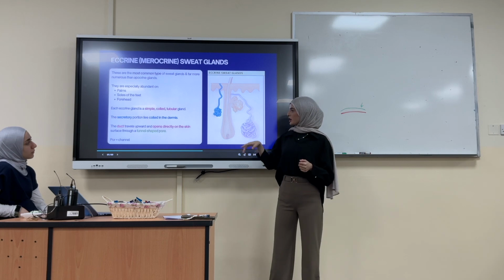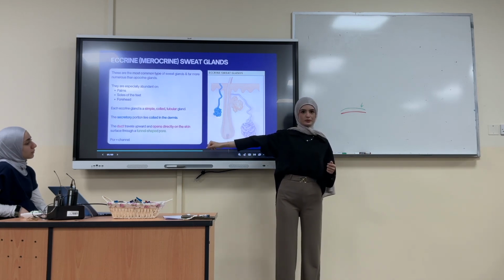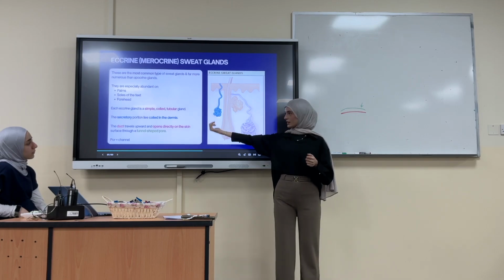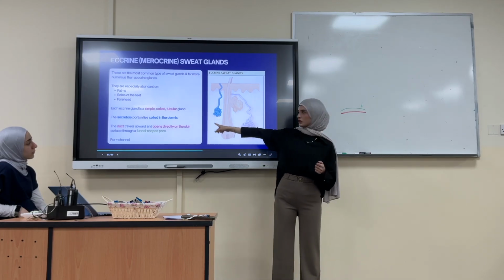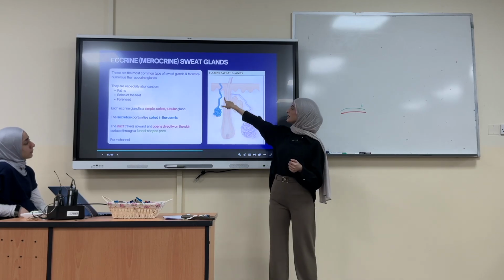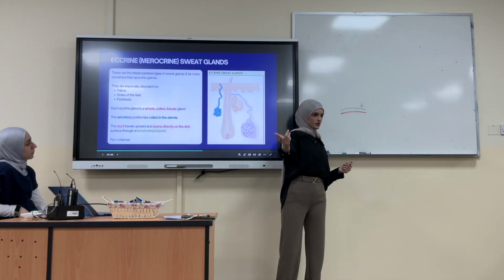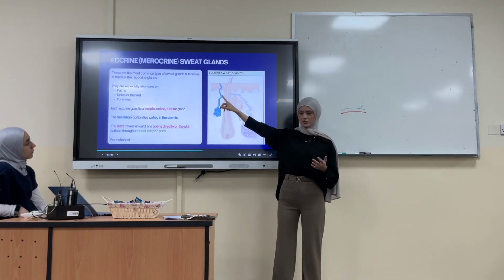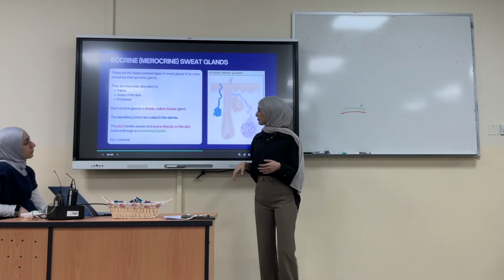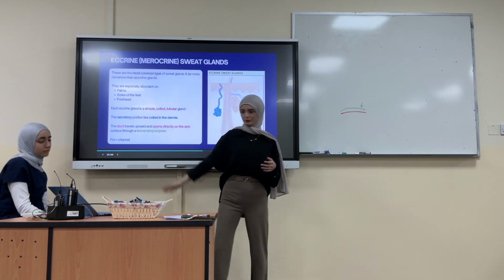Okay? The secretory portion of this gland is found where? In the dermis, and you can see that here in the image. So the secretory part is in the dermis, coiled in the dermis. The duct, where does the duct open to? To the skin. It opens directly onto the skin surface through a funnel-shaped pore.